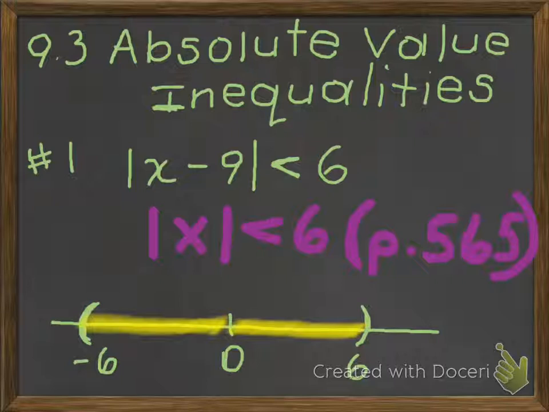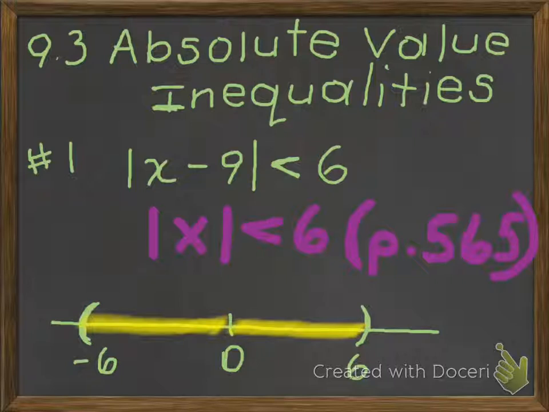Now, if you look on page 565 of your text at the purple box, you will see that whenever big X, which stands for the expression x minus 9, is less than some c, meaning constant, and in this case our constant is 6, then the shaded region would look like the graph below.